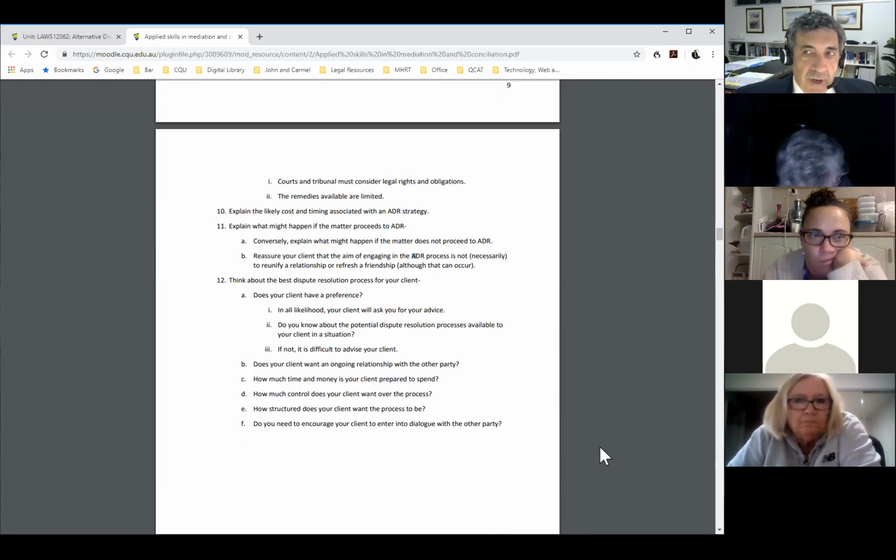Sometimes people think, oh, I don't want to go to mediation because I don't want to have anything to do with that person. If you get that sort of response, then the way that you might deal with it is to say, well, it's not about that. What we're looking to do is deal with the issues and come up with a solution to the problem. You don't have to become best mates with this person with whom you're disputing at the moment. So think about the best resolution for your client.